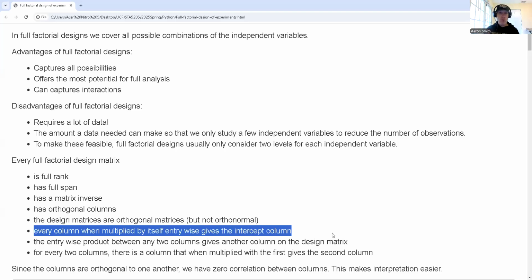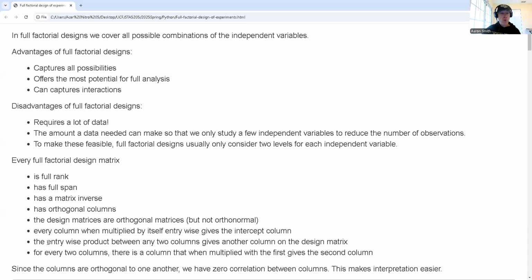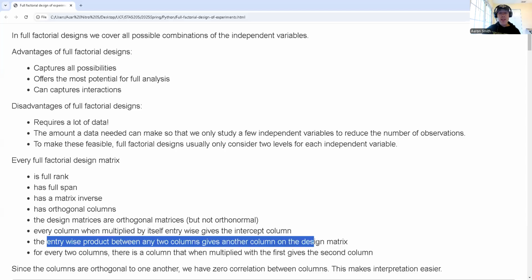All right, well, when I multiply a column by itself, and that's entry-wise multiplication, I'm going to get the constant 1 column, which is the intercept, which is going to be important when we get into the group theory aspect of design of experiments. Now, the entry-wise product between any two columns gives another column on the design matrix. This is called closure under the multiplication from a group theory point of view.